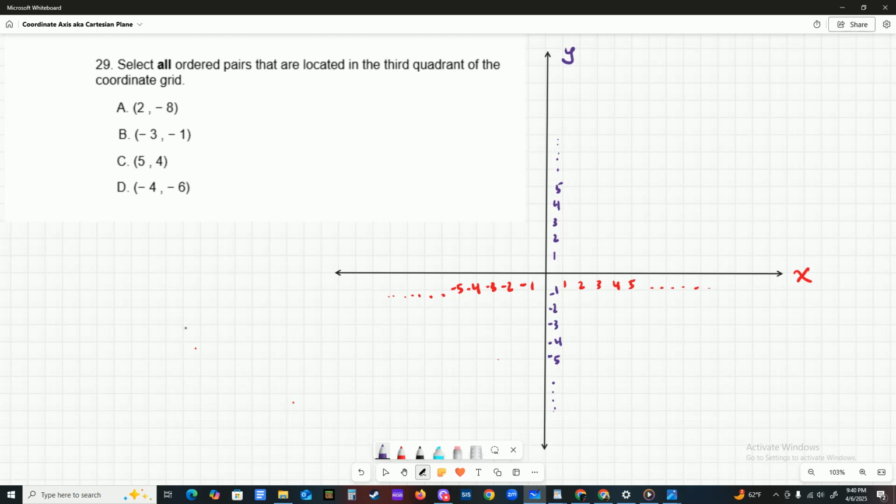Now, this is the first quadrant right here. This is the second quadrant over here. This is the third quadrant, and this is the fourth quadrant. So positive, positive. What I mean by that is if I get this point, for example, right here, that's +5, +5. Those are the coordinates. Notice that it's positive, comma, positive. Any point given in positive, positive is going to be the first quadrant.